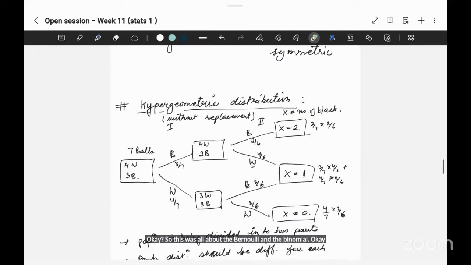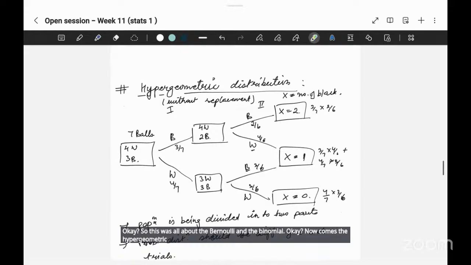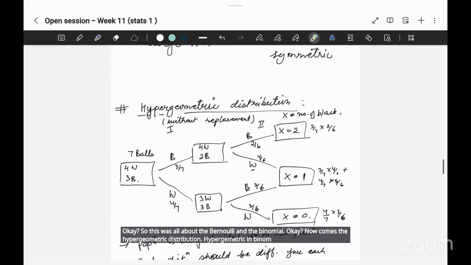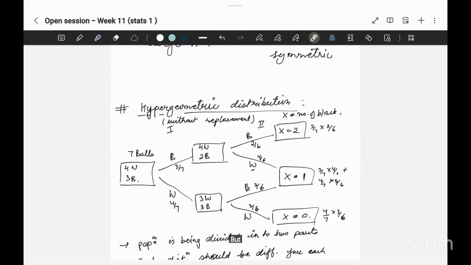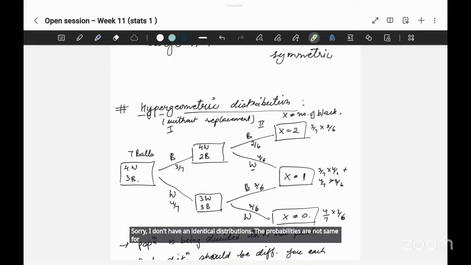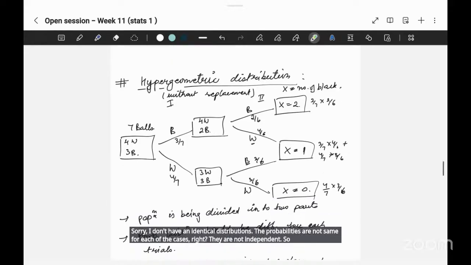Now comes the hypergeometric distribution. In binomial, we were learning about with replacement cases, in which I'm replacing it. That's why I'm getting independent and identically distributed trials. But hypergeometric is the case in which I don't have identical distributions. The probabilities are not the same for each of the cases, and they are not independent. So then I have a hypergeometric case.